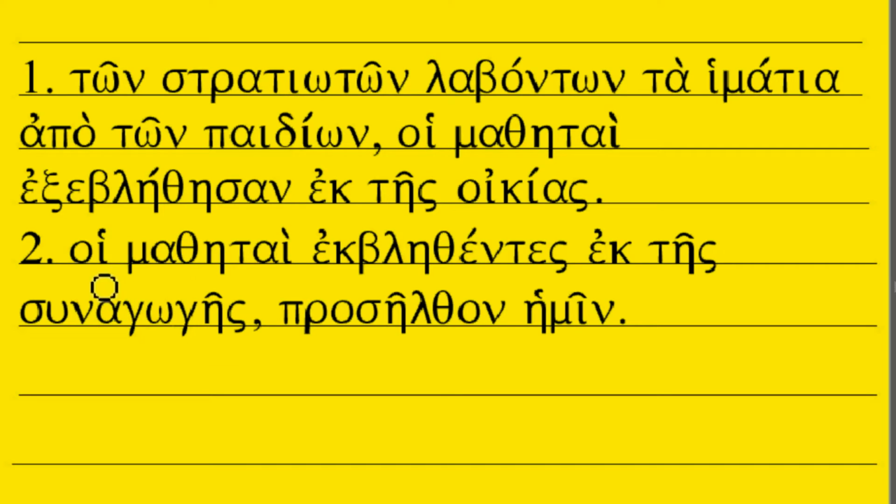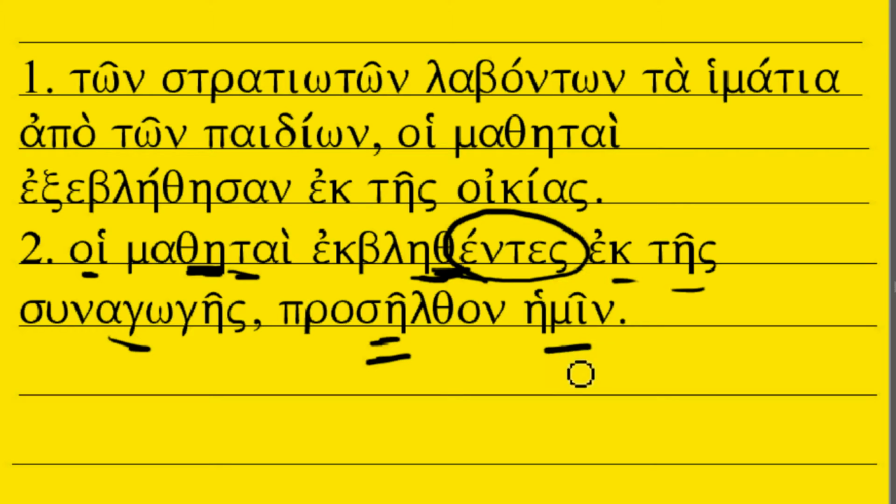We'll say this, hoi mathetai, the disciples, ekblethentes, having been cast out. This is, of course, the nominative, plural, masculine, going with disciples. The disciples, having been cast out, ek tes synagoges, of the synagogue, and then proselthon, they came to, hymin, us, in the dative, because proselthon takes the dative.